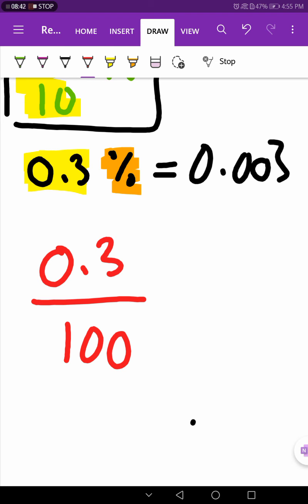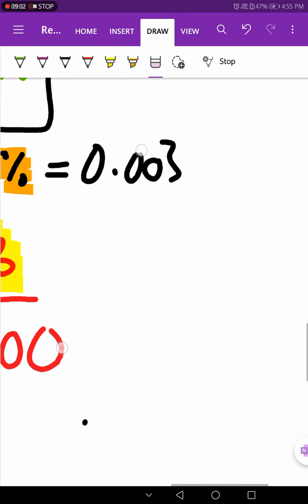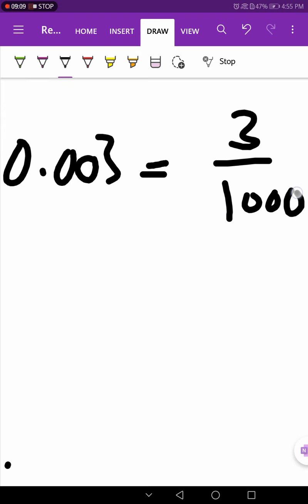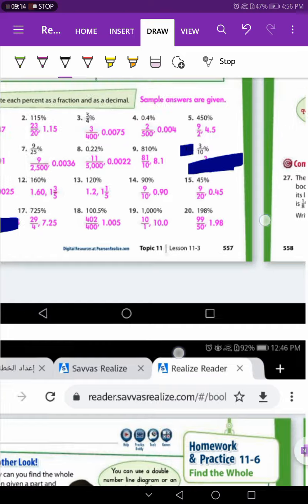Okay. Then we will change the 0.3. How many digits after the decimal do I have? One. So add one 0 down and move the decimal point here. So it will be 3 over 1,000. The same. From here you can write it: 3 over 1,000 without doing anything more. Okay, let us take another example.